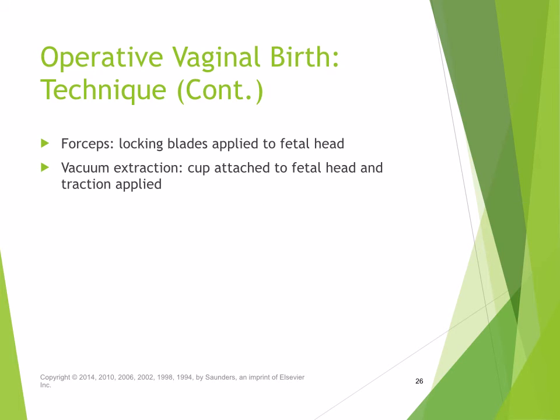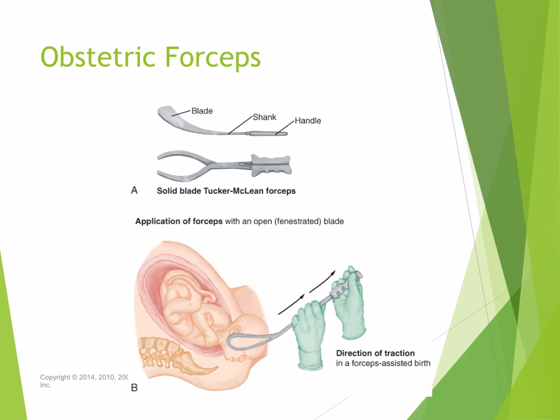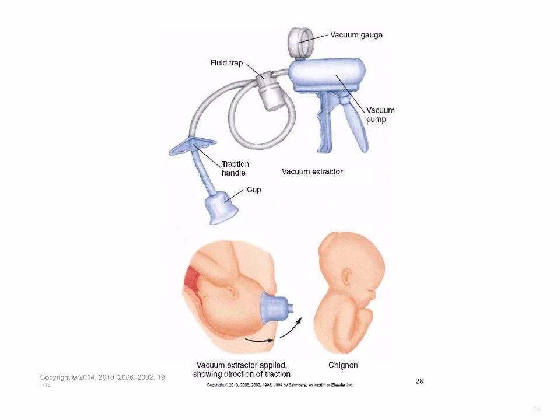Forceps are blades, which kind of look like silver spoons, and they're applied to the fetal head. A vacuum extractor is a small suction cup with a cotton sponge on the inside that is attached to the fetal head, and traction is applied in order to promote delivery, especially getting that baby underneath the pubic symphysis. So you can see those illustrations in slide 27 as well as in slide 8.